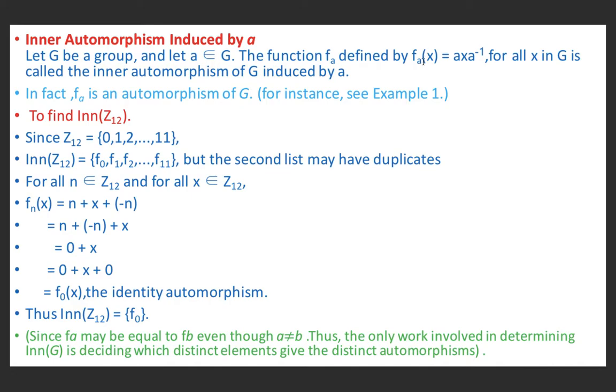Because it is Fa, where a is an element of G. Here the elements are 0, 1 to 11. So the inner automorphisms are F0, F1, F2, up to F11. But these elements may not be unique. There may be some duplicate elements. For example, if n belongs to Z12, then for all x belonging to Z12, Fn of x is equal to n plus x minus n.